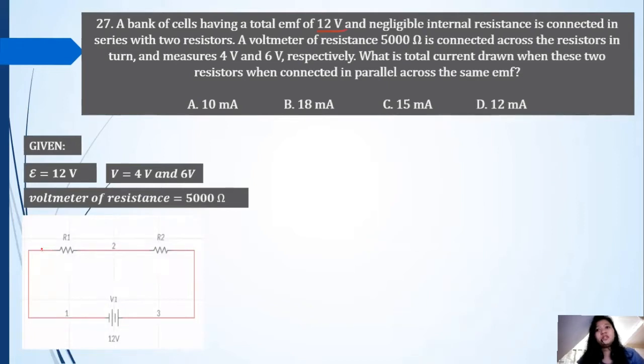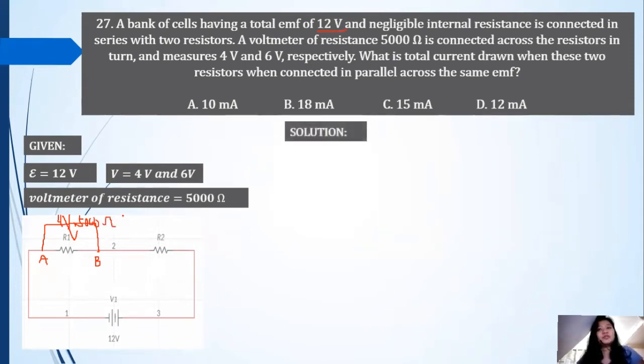And in this illustration, we'll label this point as A, and here is B. And then, in this area, we have the 4 volts and the 5,000 ohms.